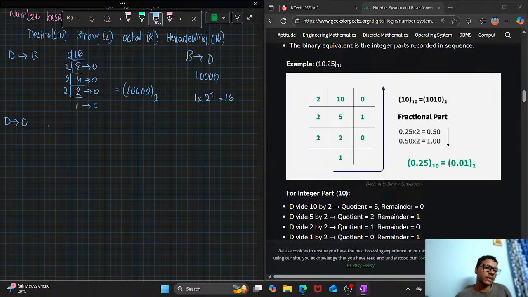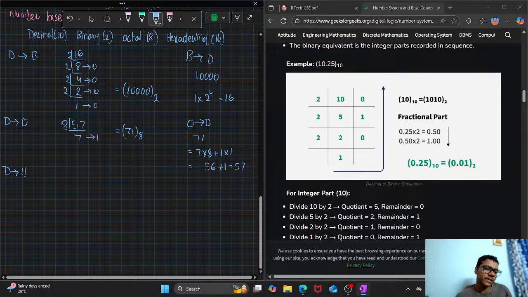And decimal to octal. Let's say we got 57. How do you convert it to octal? Divide it by 8. 8 6s are 48, 8 7s are 56, right? That gives a remainder of 1. So that is 71 in octal form. And convert octal to decimal now. So 71, right? 7 into 8 plus 1 into 1. 56 plus 1, that's 57. That's it.